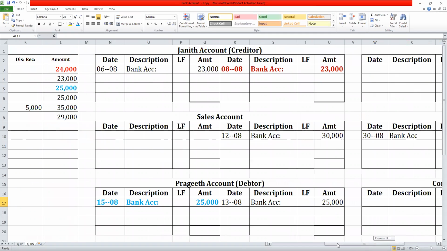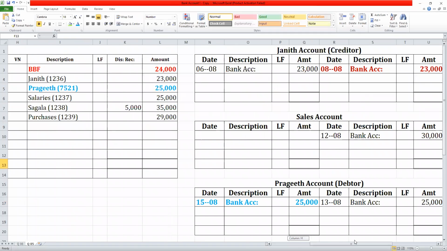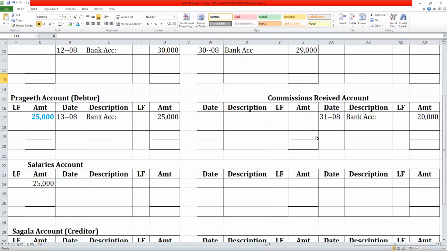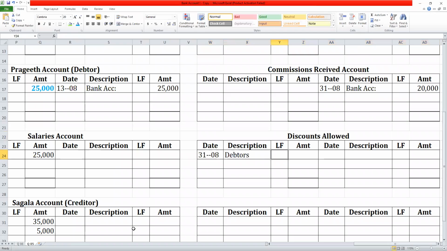Right. Now, children, don't forget what I've told you. There is no process of balancing for discount columns. Get the total of the discount column and transfer it to a separate account. And the name of that account is discounts allowed. 31st of August, debtors 2,000.